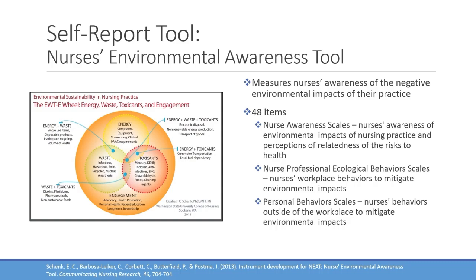The Nurses Awareness Scale assesses awareness of the environmental impacts of nursing practice and how they relate to health and risks to health. The second scale focuses on nurses' workplace behaviors to actually mitigate environmental impact. And the third scale focuses on nurses' behaviors outside of the workplace to mitigate environmental impact. So that's one of the tools that we discussed that's in the literature and is accessible that way.